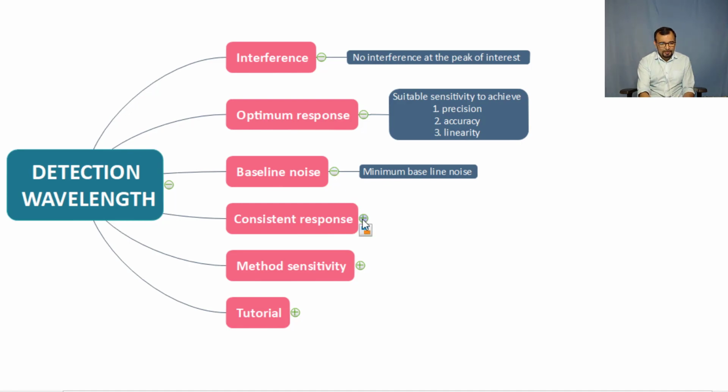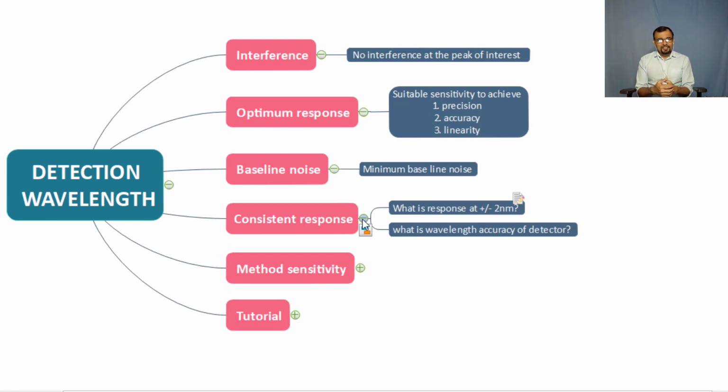Then the consistent response. Now what is meant by consistent response? The selected wavelength may give a different response in case your detector does not emit the required frequency of light or the required wavelength of light. If there is a slight deviation from the selected wavelength, what is the response that you are getting from the -2 nanometer wavelength and the +2 nanometer wavelength?